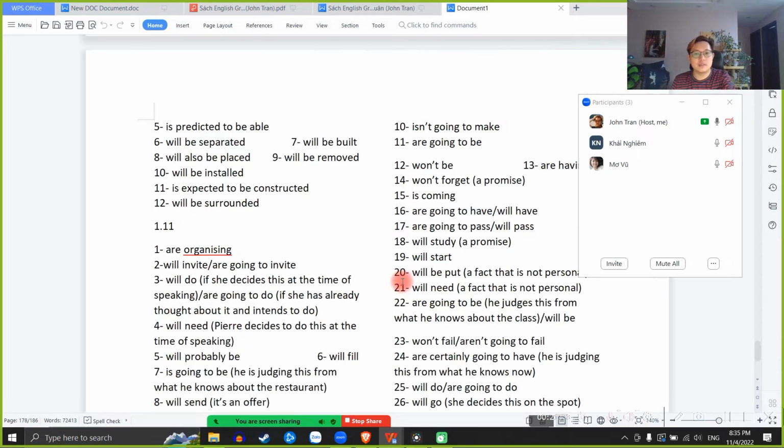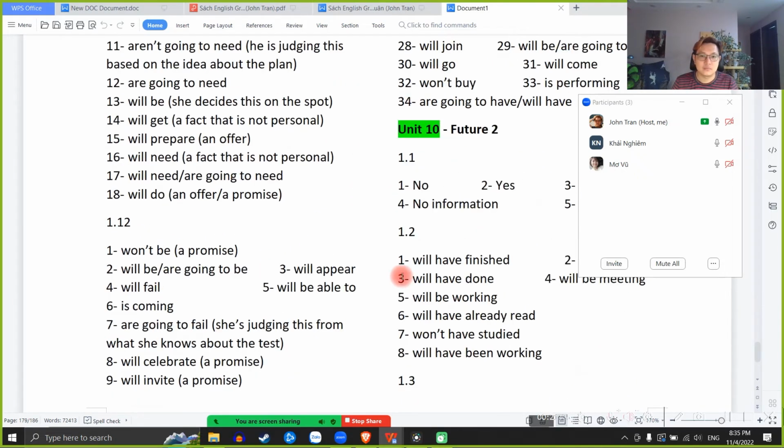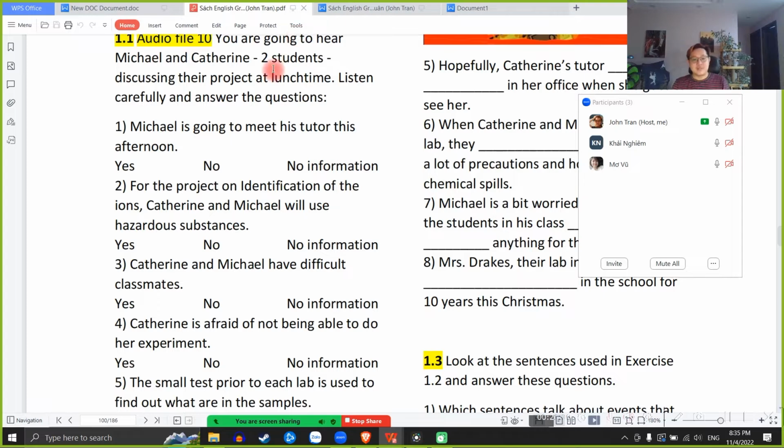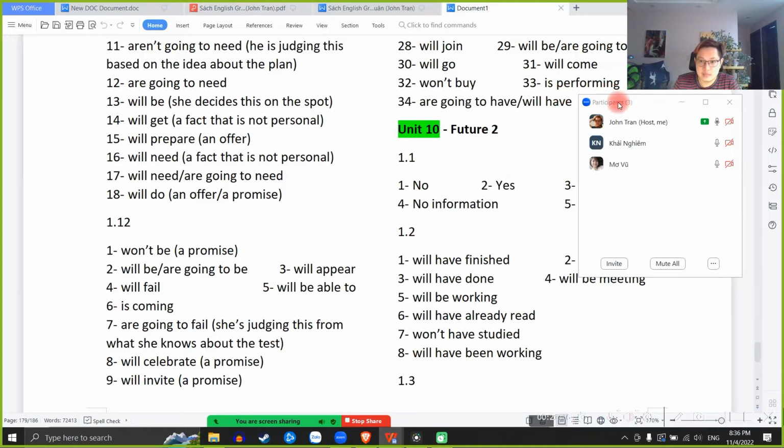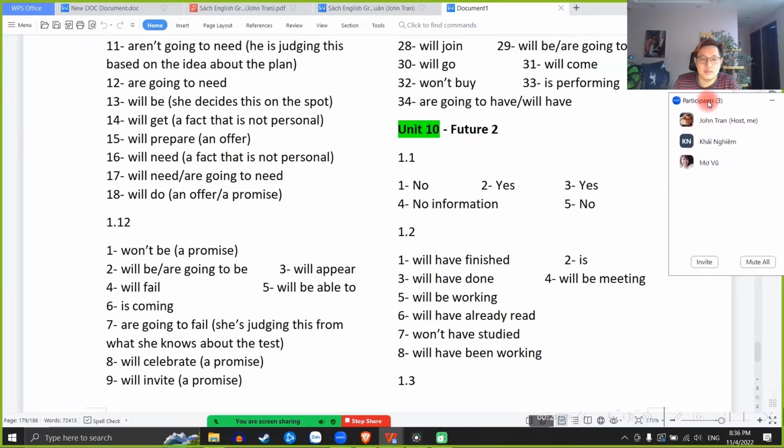So number one, it's no. So Michael is going to meet his tutor this afternoon is no. So number two, for the project on identification with ions, Catherine and Michael will use hazardous substances. Will they use hazardous chemicals? Yes. It's true, it's a yes. They do use harmful chemicals.